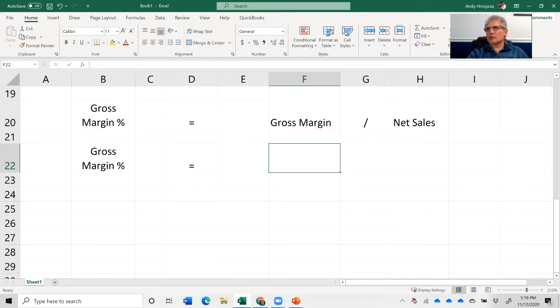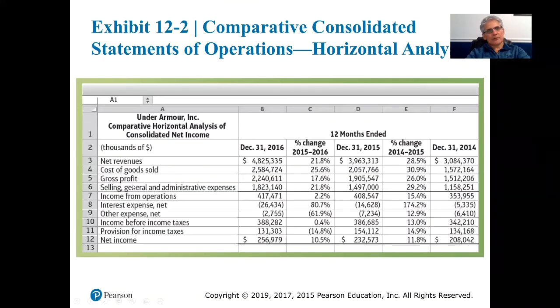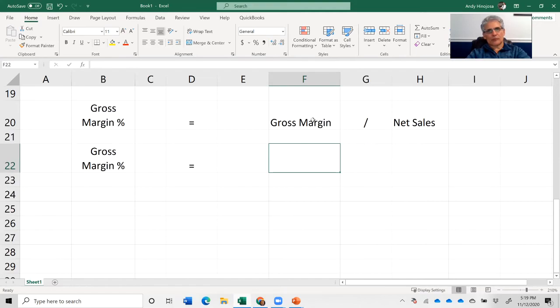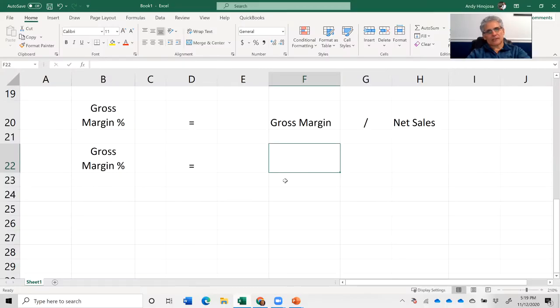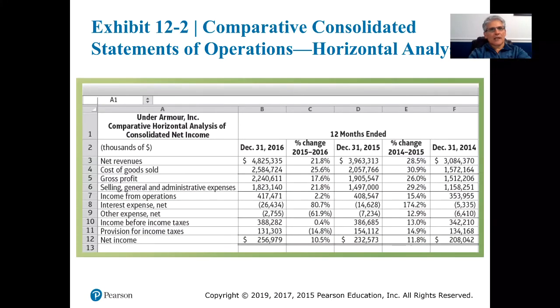So let's go ahead and scroll back to slide number 10. Now here it's listed as gross profit. When you see gross profit and gross margin, those are really used interchangeably, they mean the same. So this is 2,240,611,000. So let's plug that in here. It's 2240611. And net sales comes from the same income statement, or consolidated net income. Net sales and net revenues are the same.